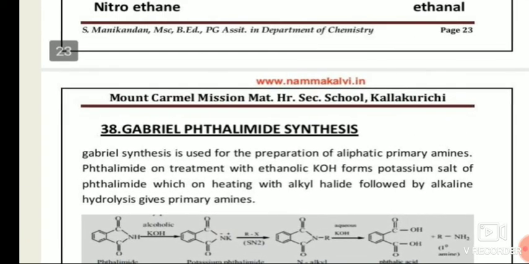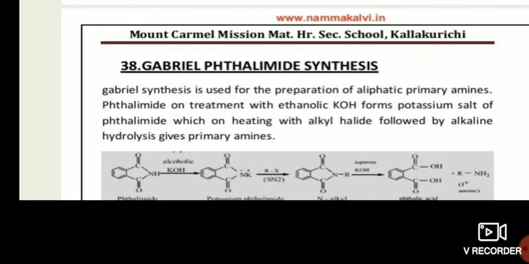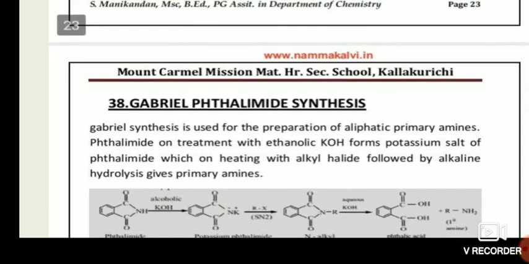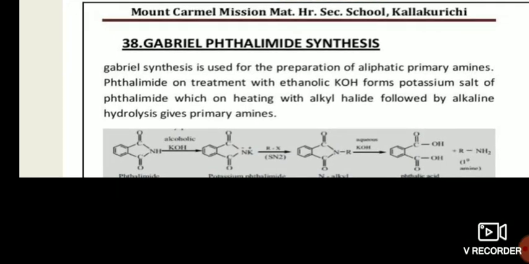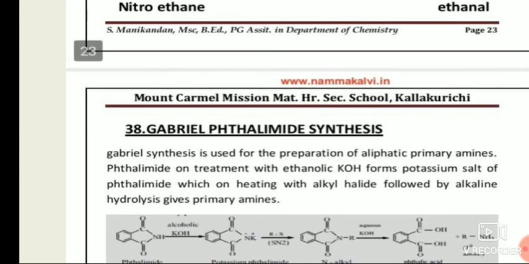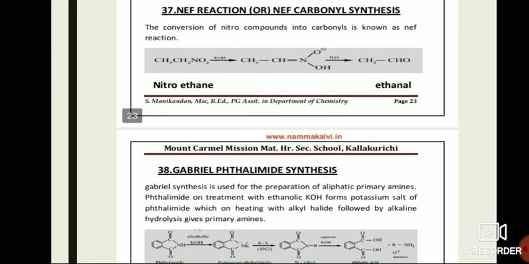Next, Gabriel phthalimide synthesis. Phthalimide reacts with potassium hydroxide to form potassium phthalimide. This reaction is an SN2 reaction method. Gabriel synthesis is used for the preparation of aliphatic primary amines. Phthalimide on treatment with ethanolic potassium hydroxide forms the potassium salt of phthalimide, which on heating with alkyl halide followed by alkaline hydrolysis gives primary amines.